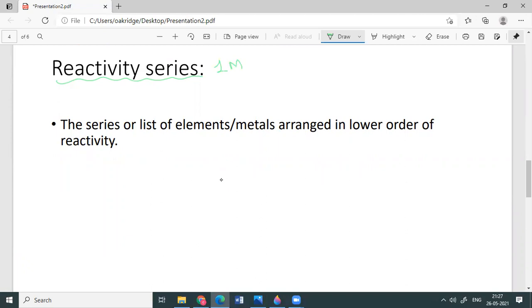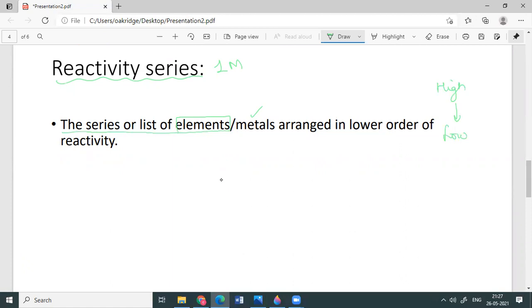So a reactivity series is a series or list of elements, children. Most probably in this list we have metals. So you can also say it's a list of metals which are arranged in order of reactivity. It starts from higher reactivity to lower reactivity. Okay, so this is how the reactivity series is.